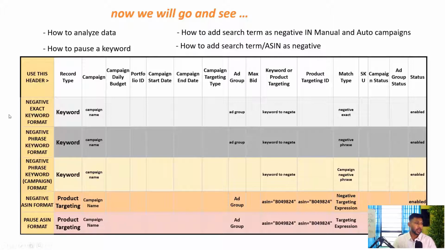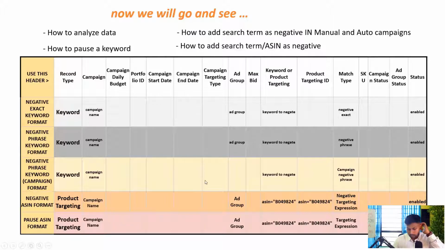Now for negative ASIN, if you want to negative target one of the products that is eating up a lot of your margin, a lot of your spend and getting clicks and not sales, then you are going to use this format in orange. When you download a bulk operation file from Amazon's dashboard, you will get this type of format. I will show you downloading one. Then if you want to pause an ASIN, you have to use this format. Okay, now you're familiar with this.